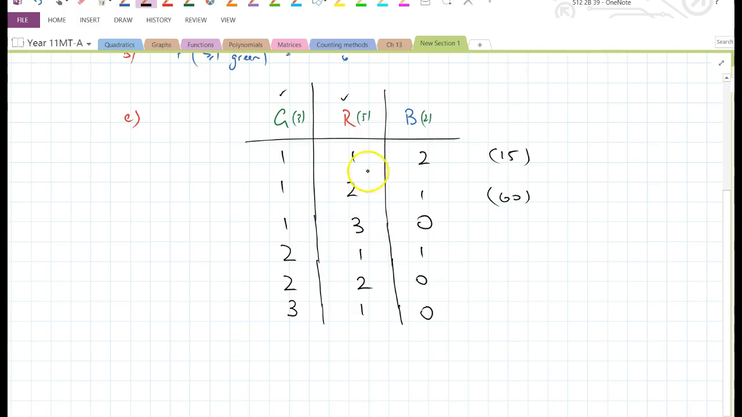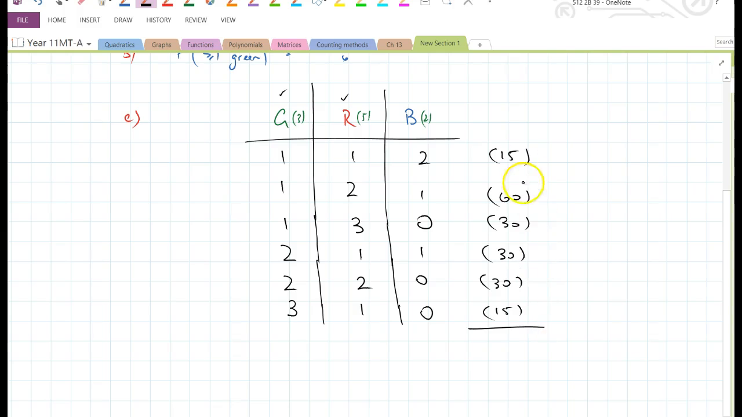1 from 3 is 3, 3 from 5 is 10, so that would be 30 combinations of that one there. 2 from 3 is 3, 1 from 5 is 5, 15 times 2 is 30 of those. 2 from 3 is 3, 2 from 5 is 10, so 30 more of those. 3 from 3 is 1, 1 from 5 is 5, so 1 times 5 is 5.